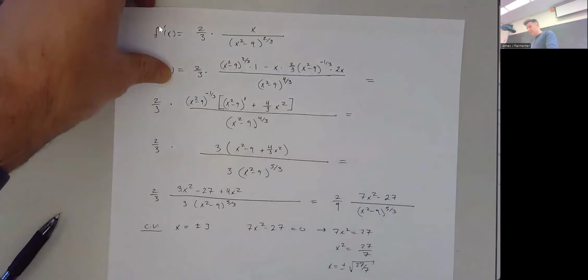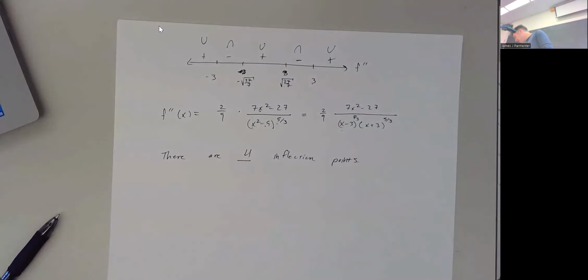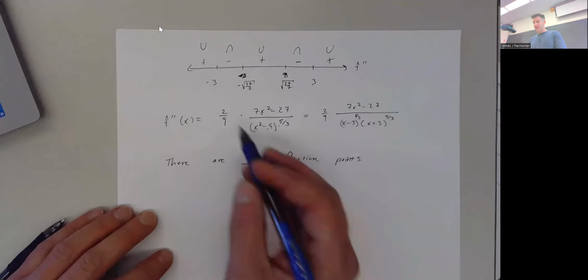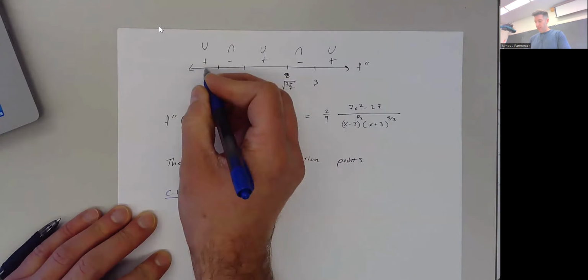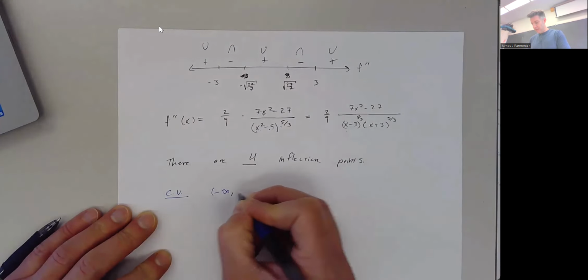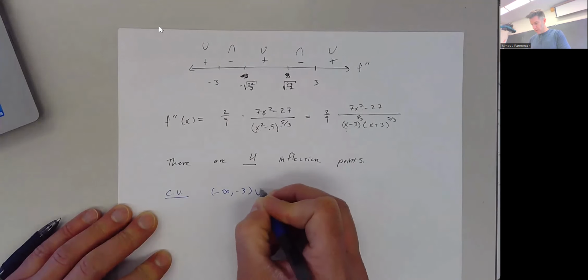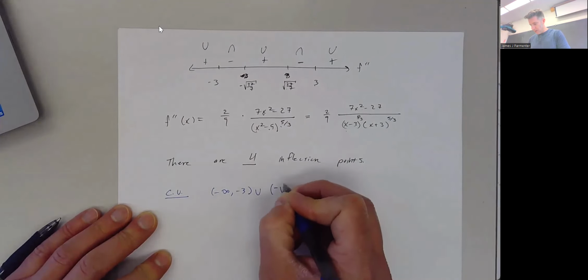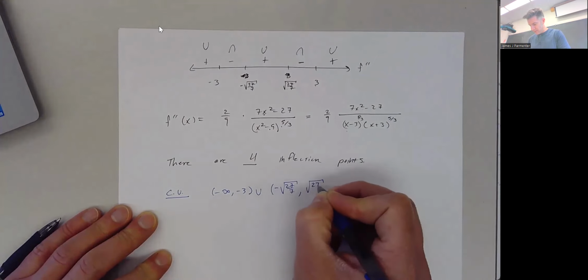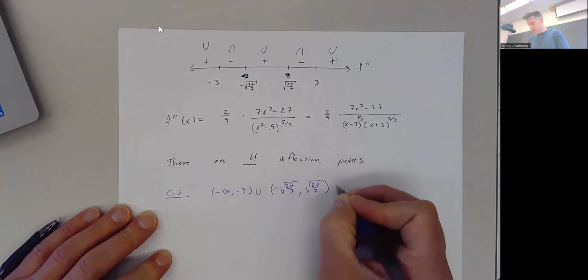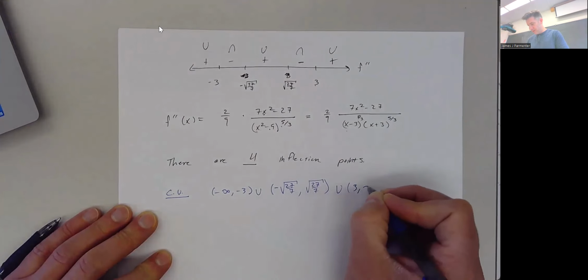And then similarly, concave up is what I asked. Okay, concave up is going to be annoying to write, but it's concave up from negative infinity to -3 union negative square root of 27 over 7, comma square root of 27 over 7 union 3 comma infinity.